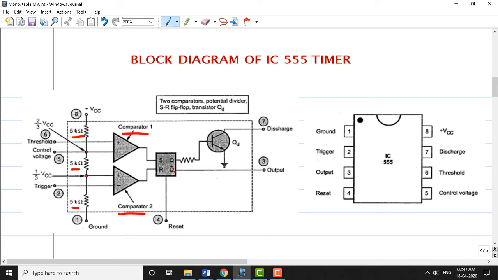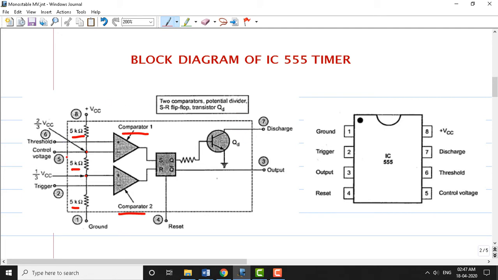The Q bar goes straight to the output of the triple five timer, whereas the Q goes to the transistor. This transistor is called the discharge transistor. Whenever Q is 1, the capacitor connected here will discharge through this transistor. When Q becomes 0, transistor QD will turn off, and so the capacitor will charge. This we have seen in the previous circuit.